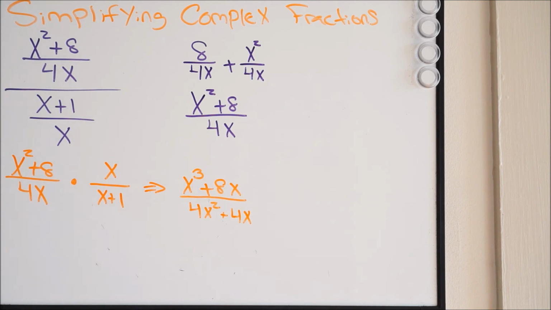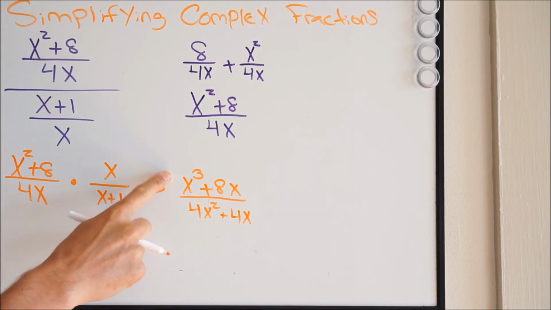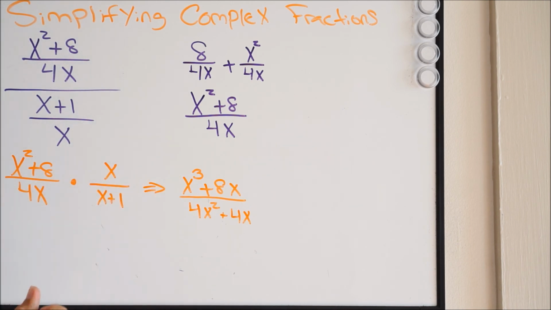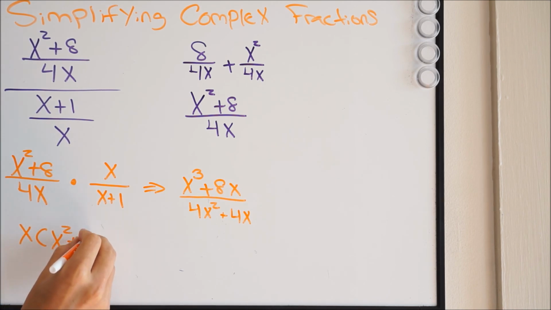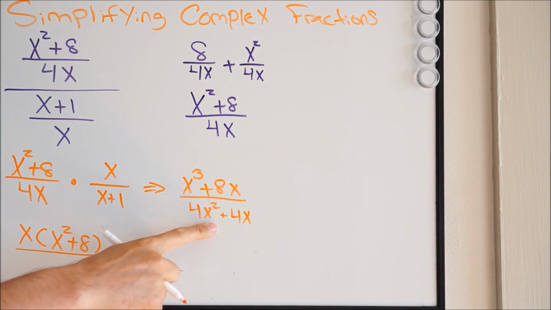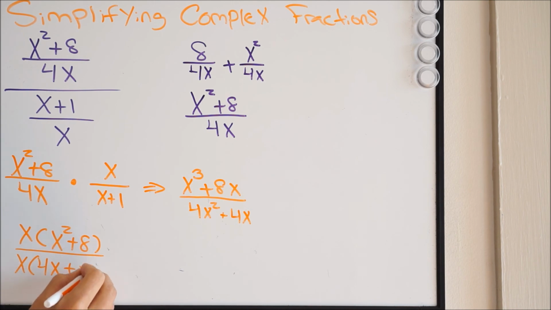Let's take a look now at what we can do here. If we look at it, can we go further with this? Can we cancel something out? Let's see what I can do here. If I pull out an x on the numerator, I'll have x times x squared plus 8. I can also pull out an x on the denominator. I'll have x times 4x plus 4.